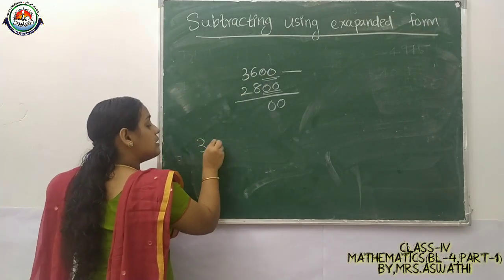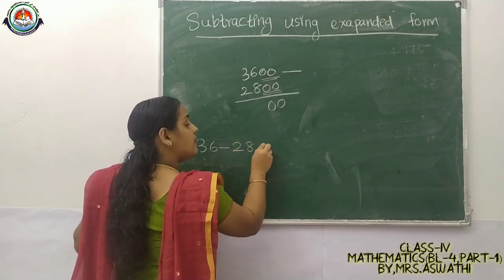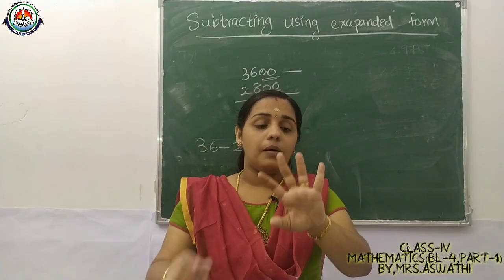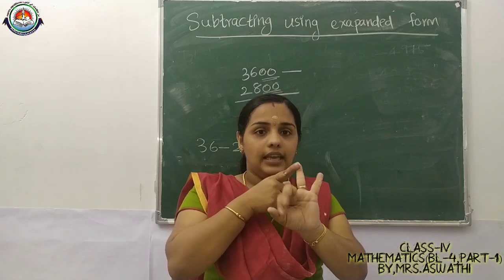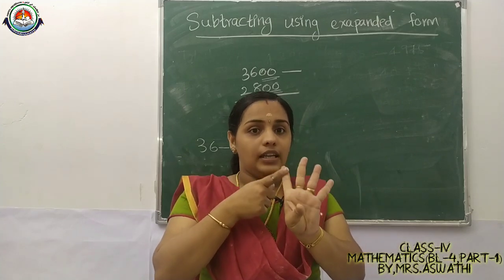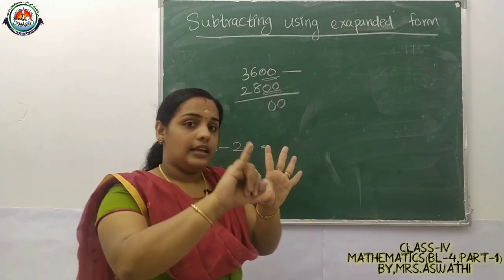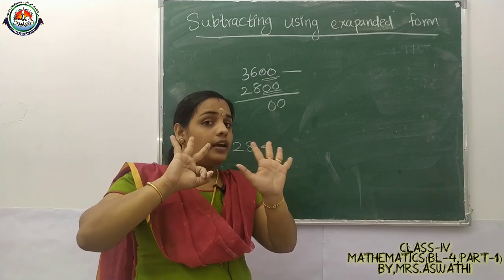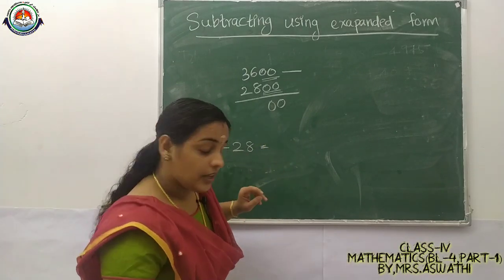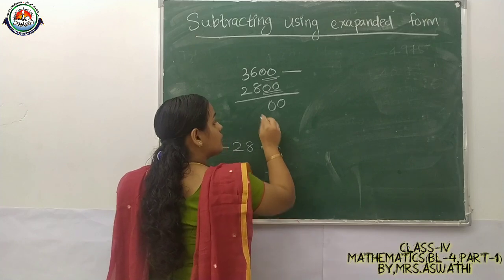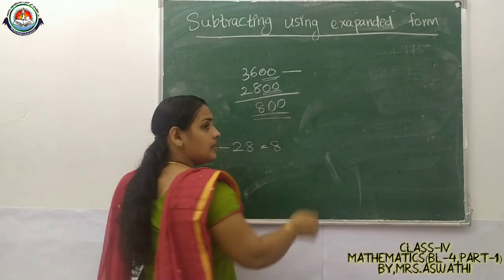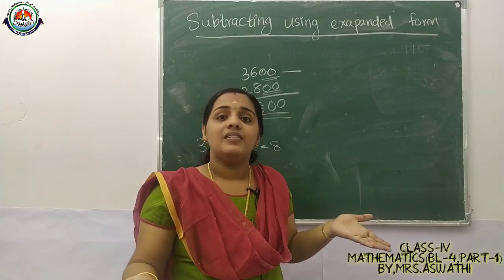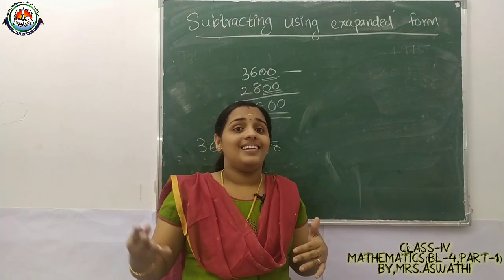36 minus 28. Which is the answer? After 28 comes 29, 30, 31, 32, 33, 34, 35, 36. How much did we get? Yes, 8. We got 8. So we write 8 here. We find this number without pen and pencil. We can subtract this mentally.